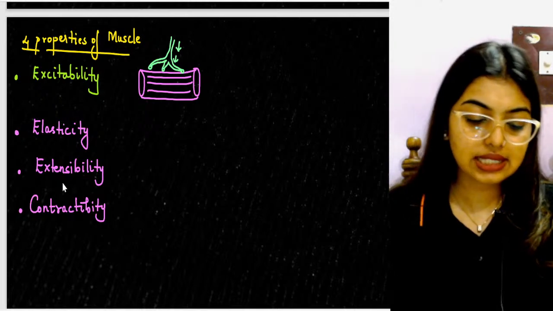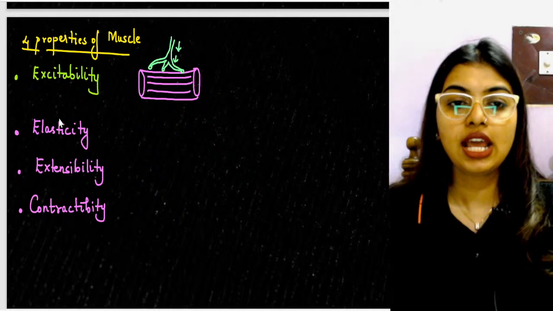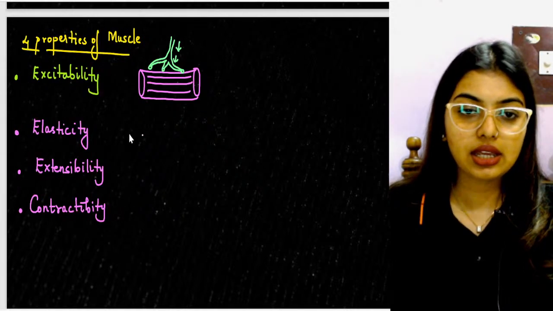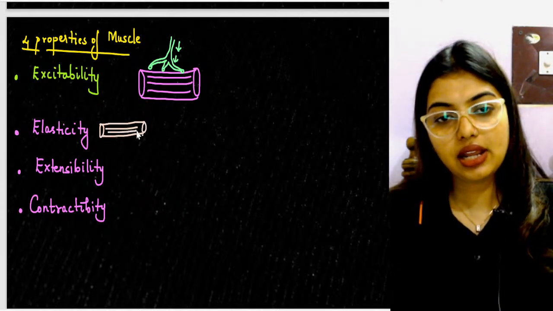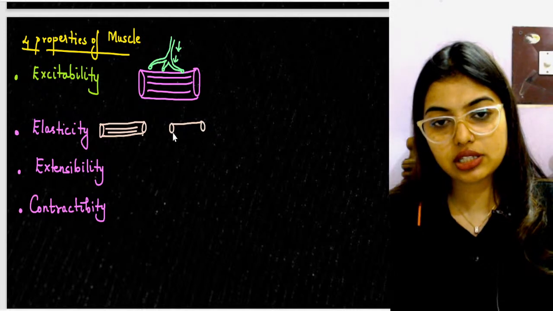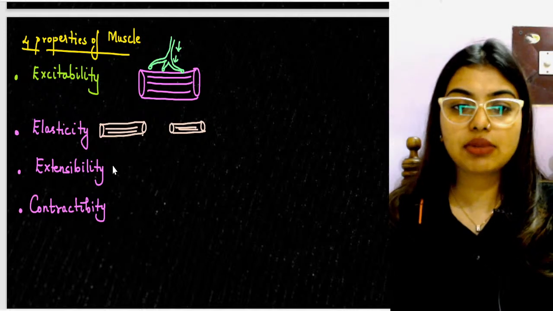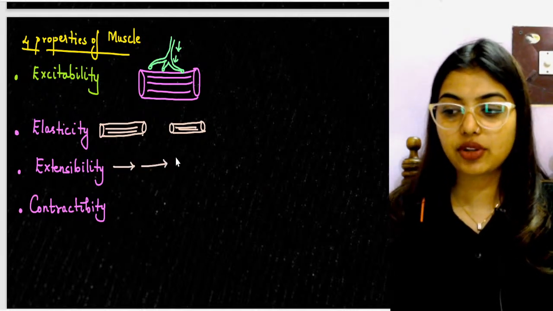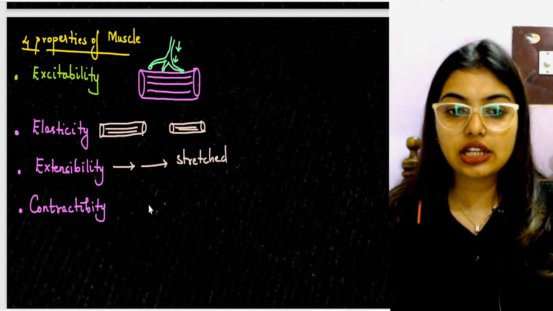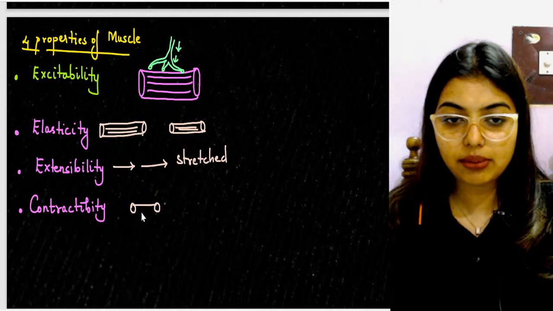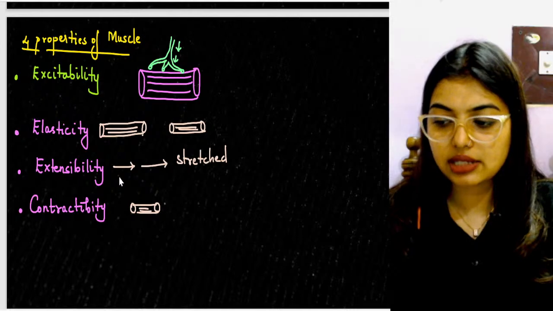So elasticity means the ability of the muscle to, after it is getting stretched, come back to the original position. Yes or no? Let's say if this is the muscle, if it has stretched, it has to come back to its original position. Now extensibility means the ability of the muscle to get stretched and have that little flexibility. Then contractibility means the muscle's ability to come close together. That is called contractibility.